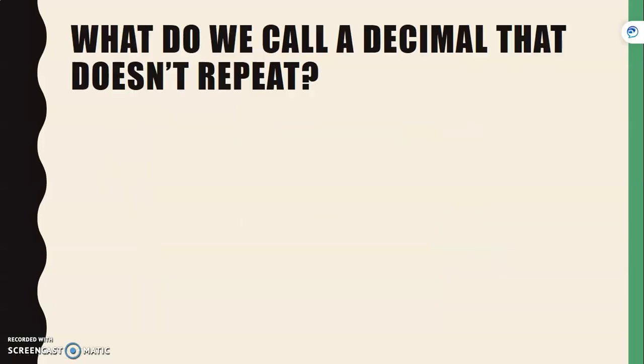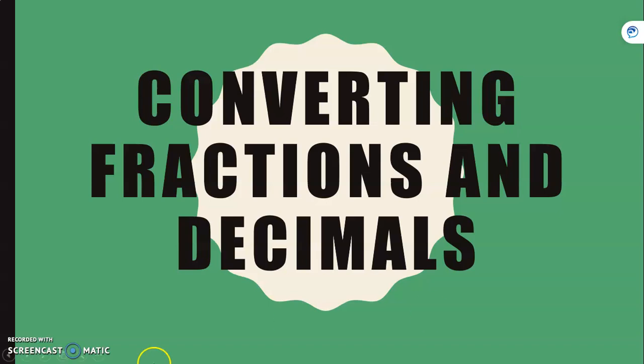But what do we call a decimal that doesn't repeat? We call them terminating decimals. So the ones before that we wrote were terminating decimals. That's converting fractions and decimals.